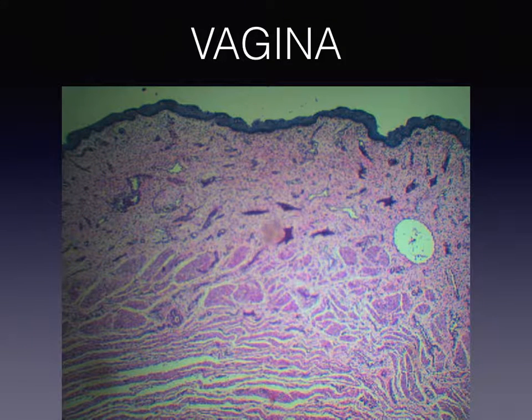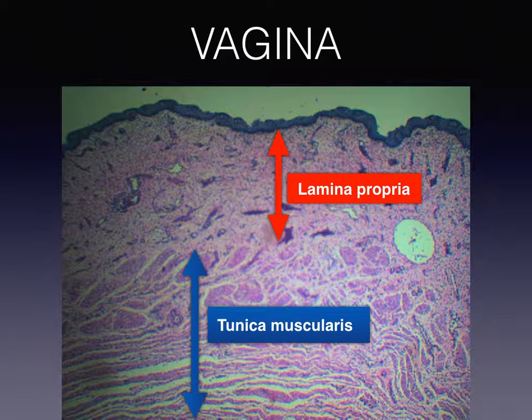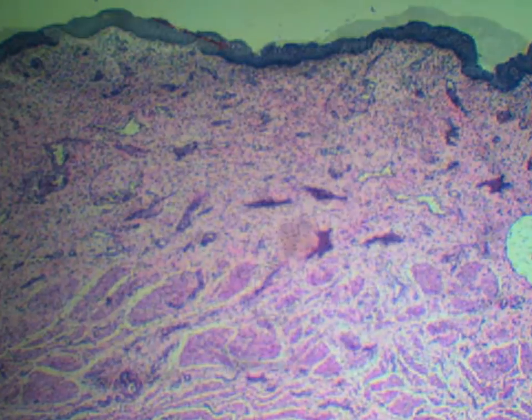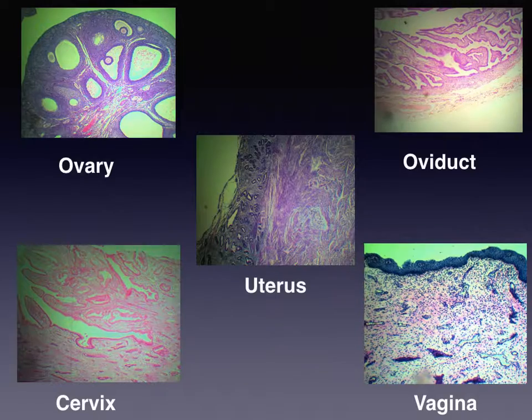Last organ, we have the vagina. The vagina is composed of the lamina propria, the tunica muscularis. The lamina propria of the vagina contains loose connective tissues and without glands. And the tunica muscularis contains the inner circular and the outer longitudinal layers. Again, this is a higher power magnification of the lining epithelium of the vagina, which is a stratified squamous non-keratinized epithelium. End of lecture. Thank you so much.